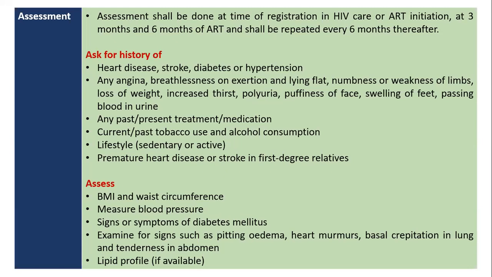Now, after this history taking, we should assess BMI and waist circumference. We should also measure blood pressure, signs and symptoms of diabetes. And we also should look for pitting edema, heart murmur, basal crepitation in lung, tenderness in abdomen, particularly right hypogastrium. If we find a tender hepatomegaly, which may be a sign of heart failure, then repeat lipid profile if available.